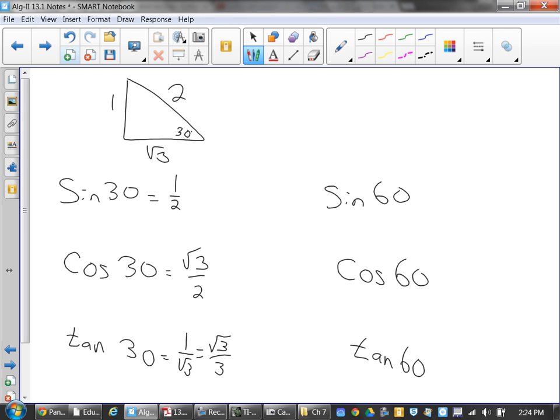When you're at the 60, now what's your opposite? It's your root 3 over 2. When you're at your 60, what's your adjacent? Think about what's happening. You're just changing position. You're just changing sides. Instead of being opposite here, you're opposite there. The values within the triangle for the side lengths didn't change. Just your perspective on the angle that you're at changed.